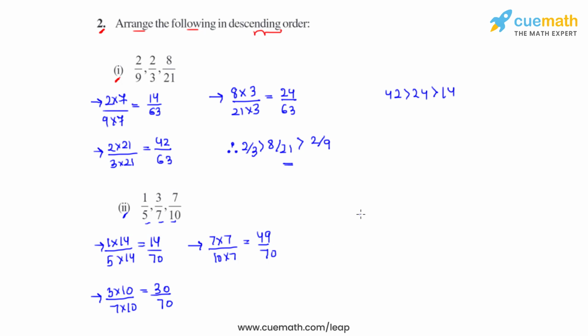Now, as we know that 49 is greater than 30 and that is greater than 14, we can say that in the three fractions that were given to us, 7/10, that is 7 over 10, is greater than 3 over 7, and that is greater than 1 over 5, or 1/5. And this is how we can arrange a given set of fractions into descending order.